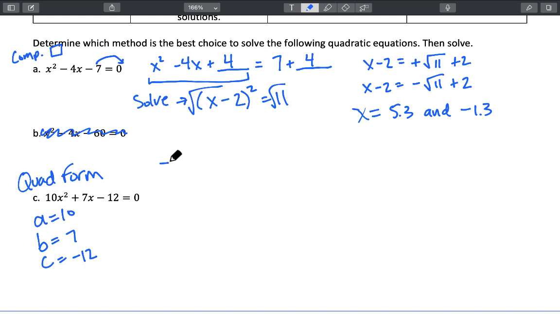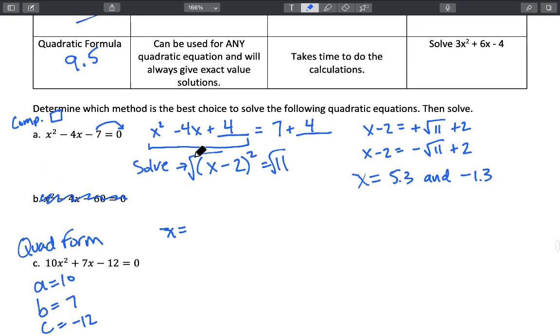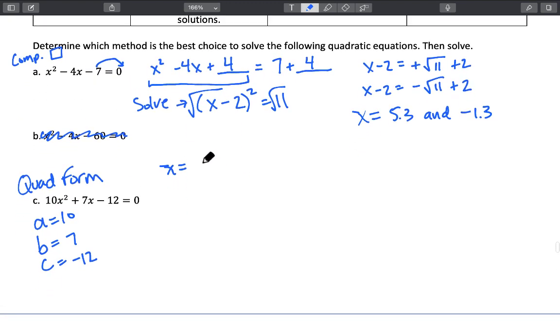And I'm just going to write our little formula here for the quadratic formula. It's not found on this paper, so I'm going to write it again. We have the opposite of b plus or minus the square root of b squared minus 4ac, and this is all being divided by 2a. So let's substitute in our values here. The opposite of 7 is negative 7 plus or minus the square root.